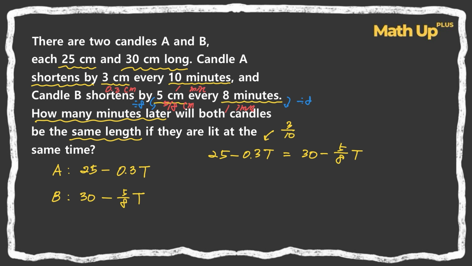Right? So if we add 5 over 8t to each side, then that's going to be, you can use your calculator, okay? 13 over 40t, and that is equal to 30 minus 25, 5. So the value of t is, if we multiply by 40 over 13, then that's going to be equal to 200 over 13. So the answer is 200 over 13 minutes.